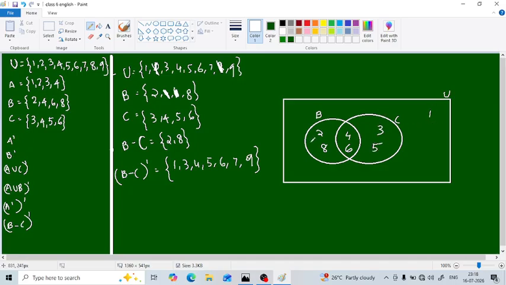All the elements will be present outside: 1, 2, 3, 4, 5, 6, 7, 8 and 9. So this is our set, and what we have to do, we have to subtract C from B. So we are subtracting C from B.